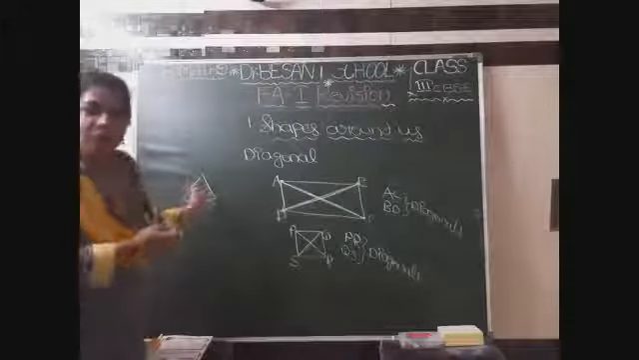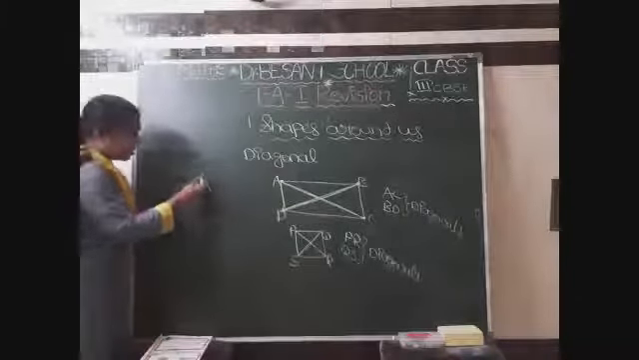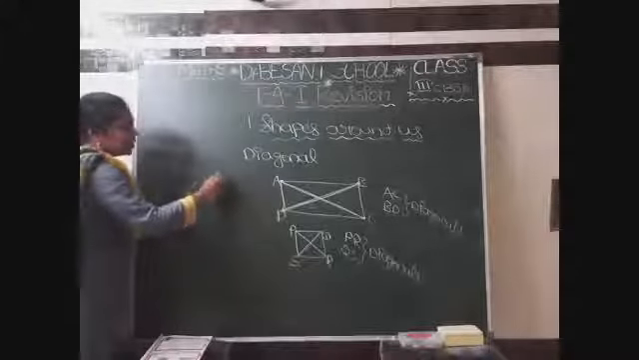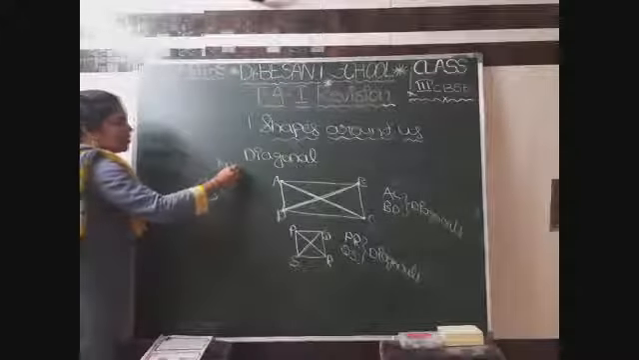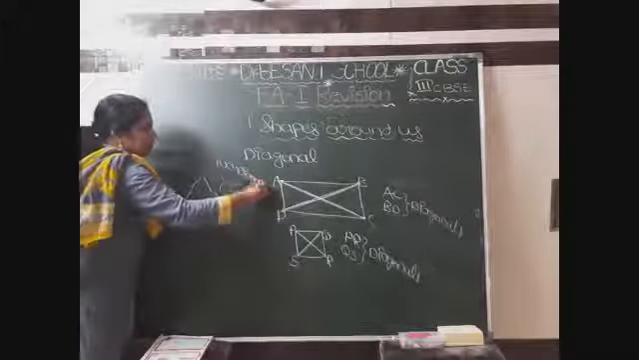Good. There are no opposite corners. Is there any opposite corner to this one? There are no opposite corners for this triangle, so the number of diagonals for the triangle is 0. Okay.